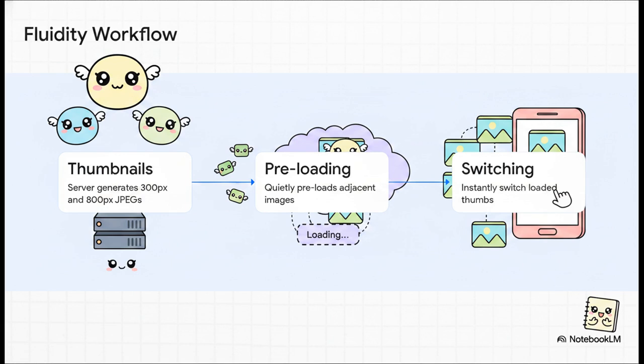Then, when a user opens an image in the Lightbox, the system is already quietly preloading the adjacent images in the background. Because the front end relies on these carefully generated thumbnails, it can instantly switch a loaded thumb for a full-screen picture seamlessly. It completely eliminates that jarring loading lag you see on heavier platforms. I mean, it literally feels instantaneous.